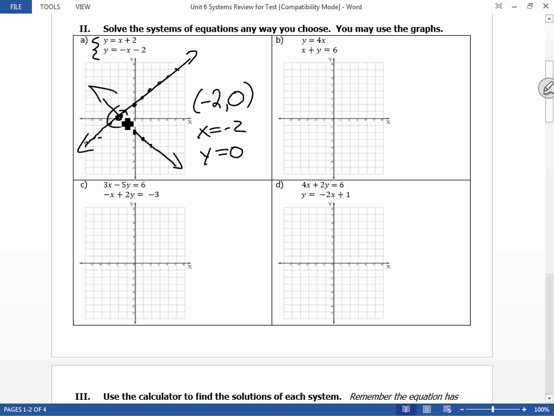All right, for the second one, I'm solved for one variable, so I'm going to go ahead and use substitution. So that means that x plus 4x equals 6, or 5x equals 6. Divide both sides by 5, and I'll get x equals 6/5. And then to find y, I can just plug back in. y equals 4 times x. So y equals 4 times 6/5, or y equals 24 over 5.